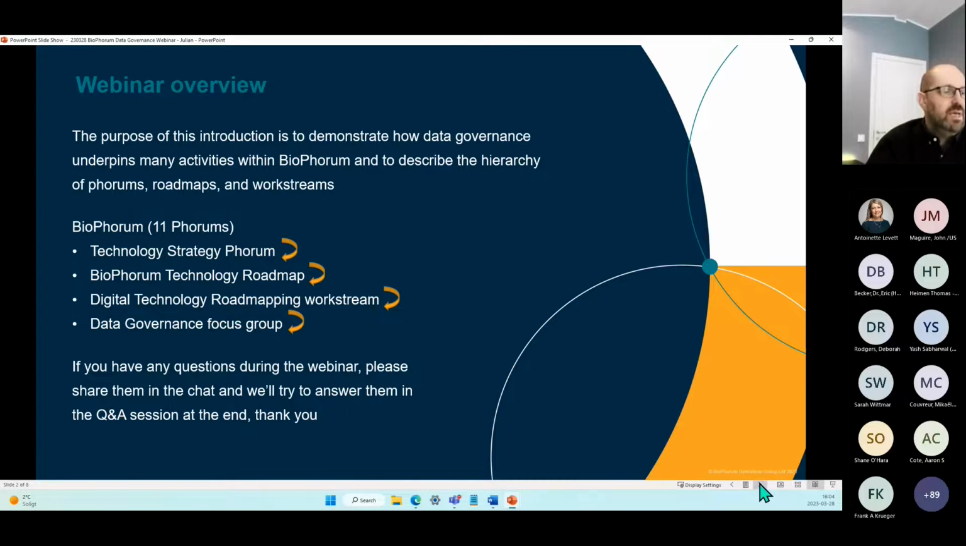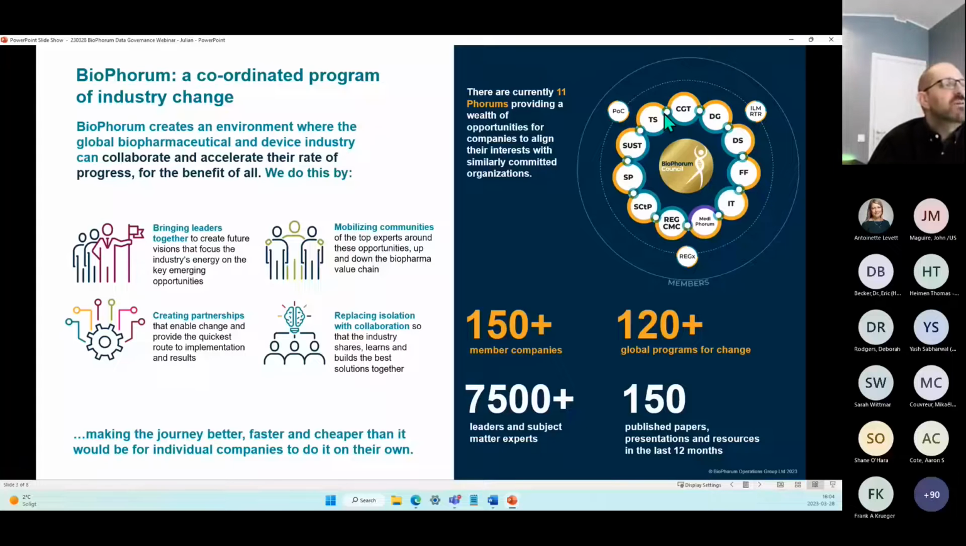As I mentioned, the Technology Strategy Forum, which is represented by this circle up here in the top right-hand corner, is one of 11 forums within the BioPhorum family. I think it's important to say that each forum has its own governance in place, which oversees the work streams that get prioritized within that forum. That's for the very simple reason that there's always more work to be done than there is resource to be doing it. So that's the forums themselves.